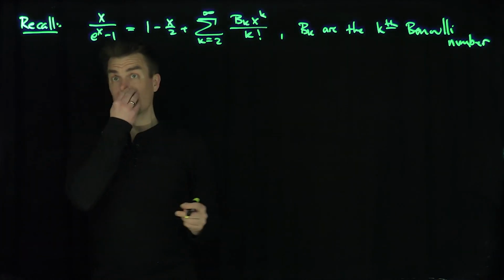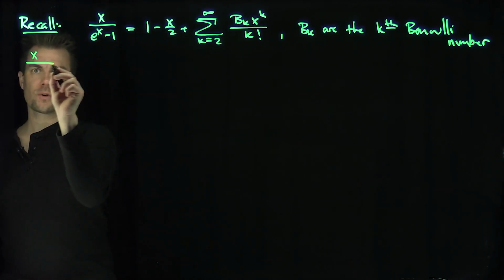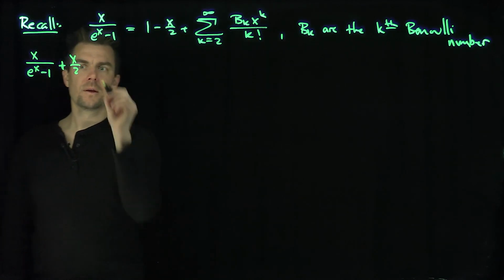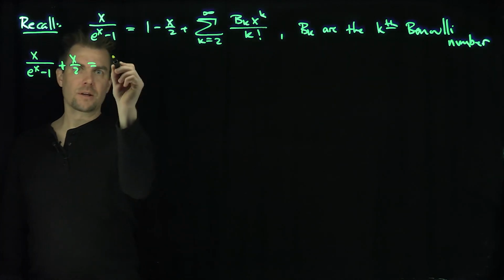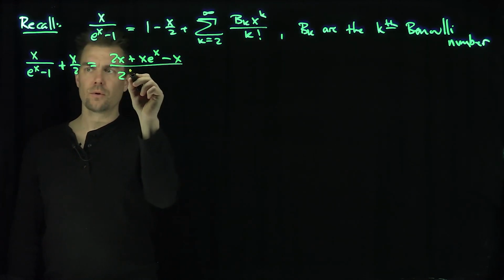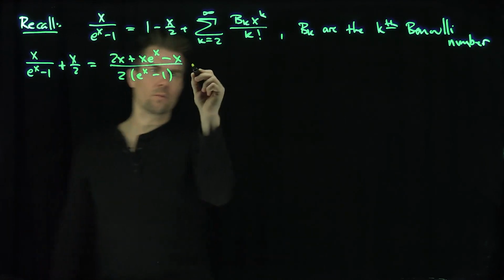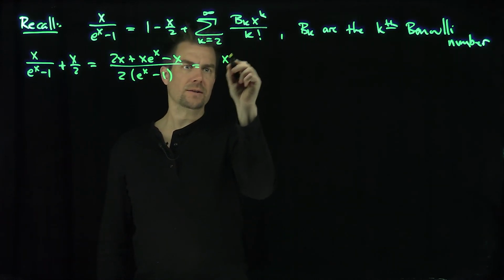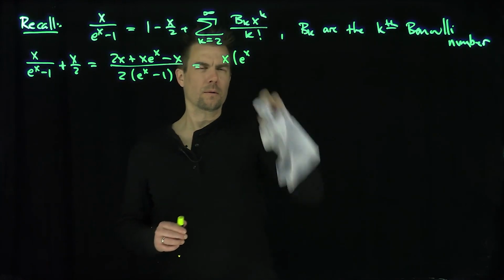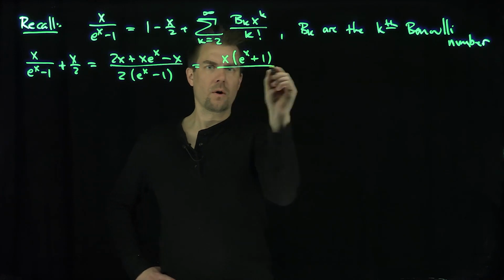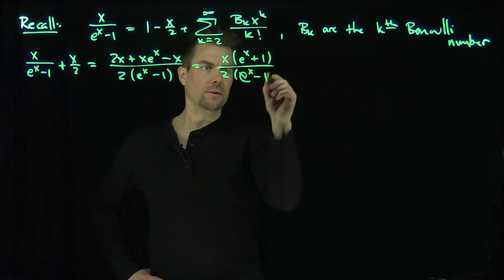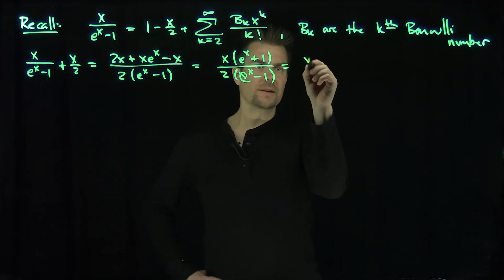Okay. Now what I'm going to do is the following. I'm going to look at this function over here. I'm going to look at x over e to the x minus 1 plus x over 2. If I simplify this, I'm going to get 2x plus x e to the x minus x over 2 times e to the x minus 1, which simplifies to x times e to the x plus 1 over 2 times e to the x minus 1, okay?